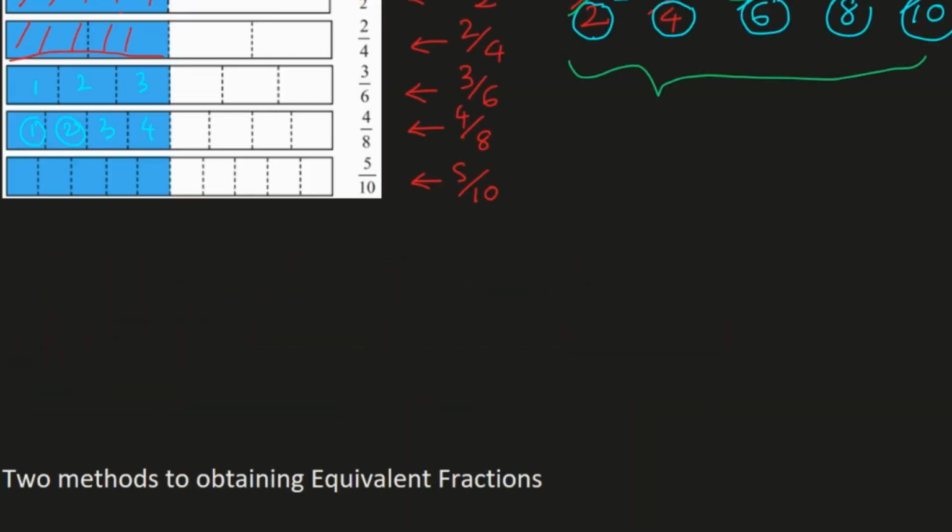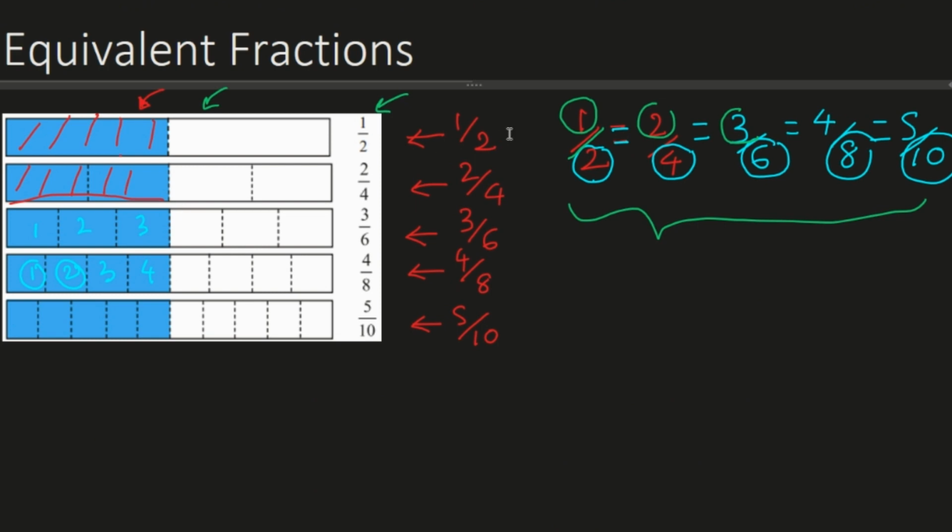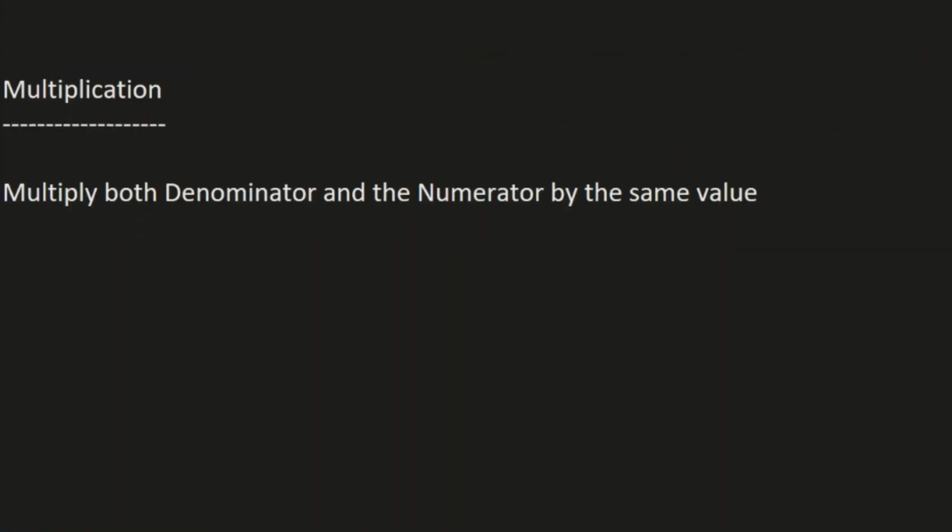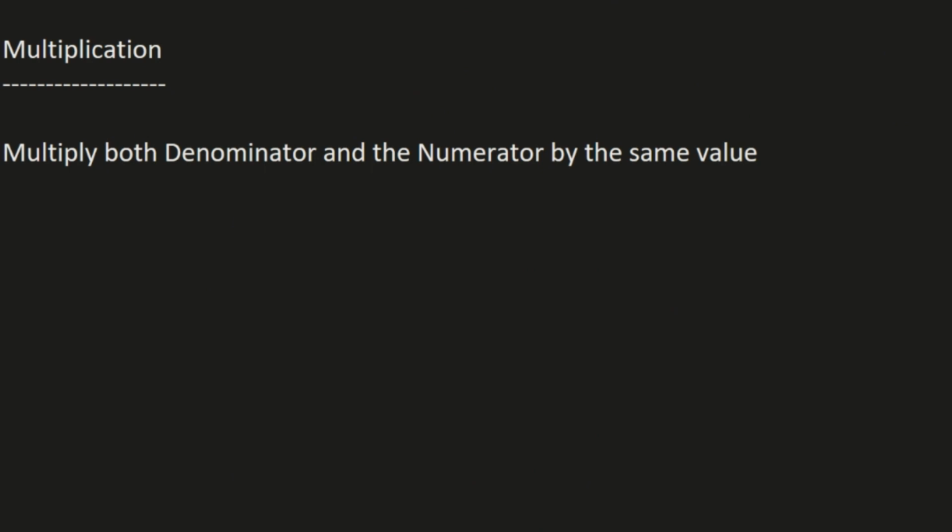So, let's take the same fractions we discussed earlier. 1 upon 2, 2 upon 4. I told you that 1 upon 2 and 2 upon 4 are equal to each other. So, how do you calculate them? You can use the multiplication method to get those values. What I'm telling you is 1 upon 2 is equal to 2 upon 4, and they are equivalent fractions. So how do you get 2 upon 4 from 1 upon 2?